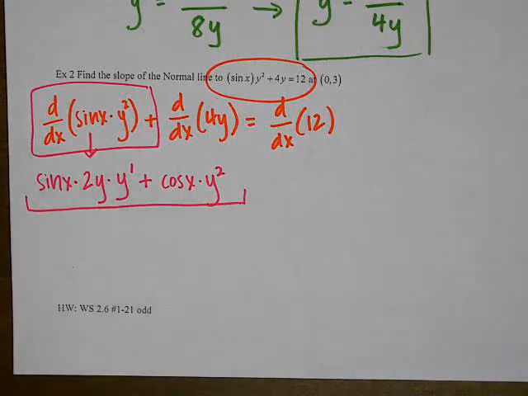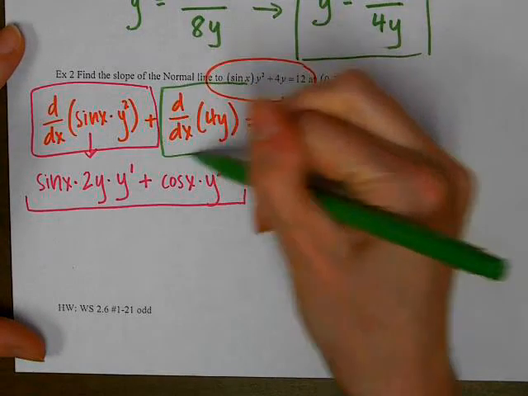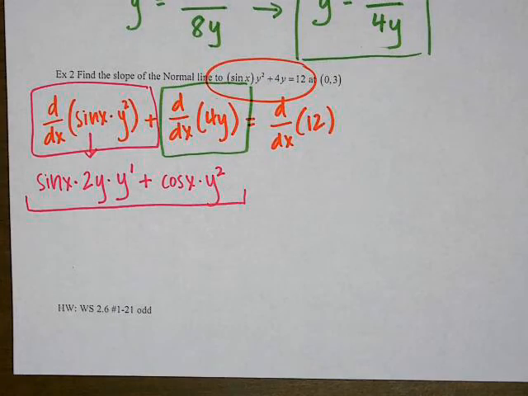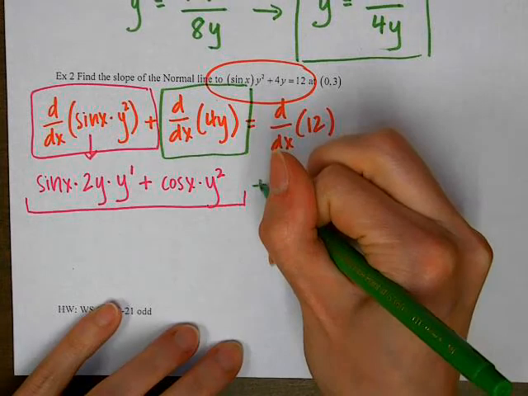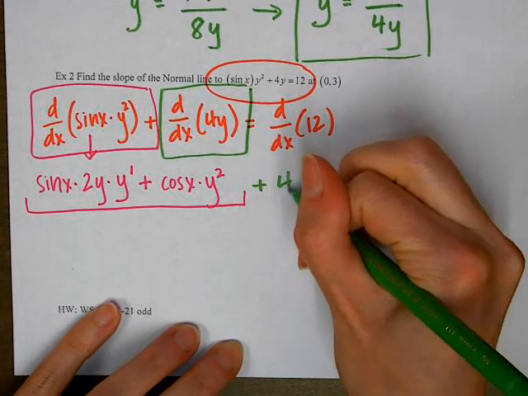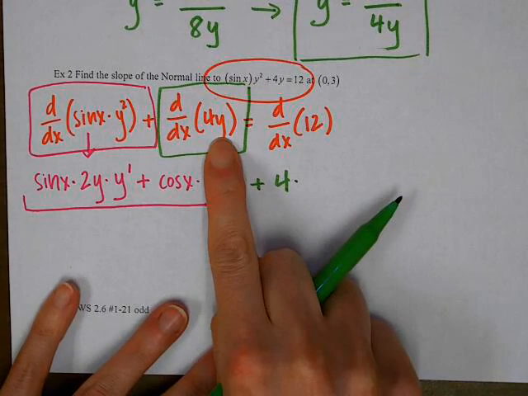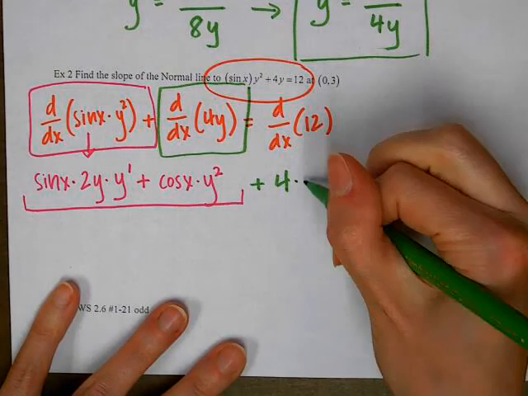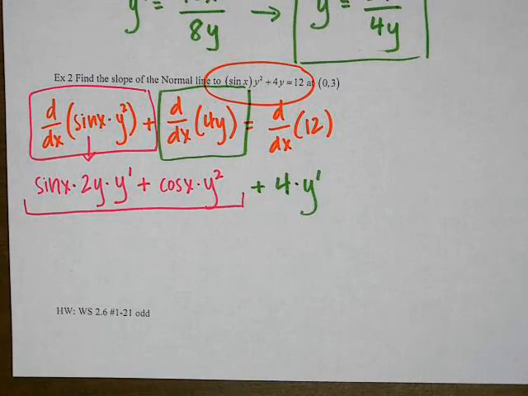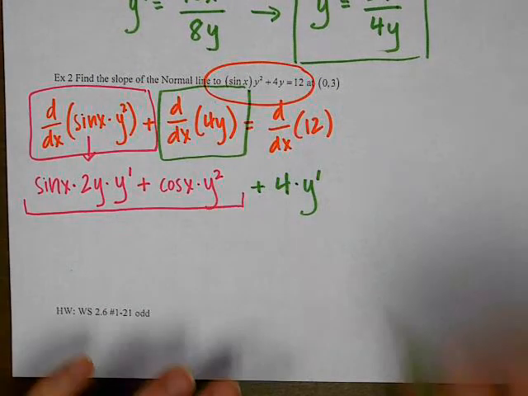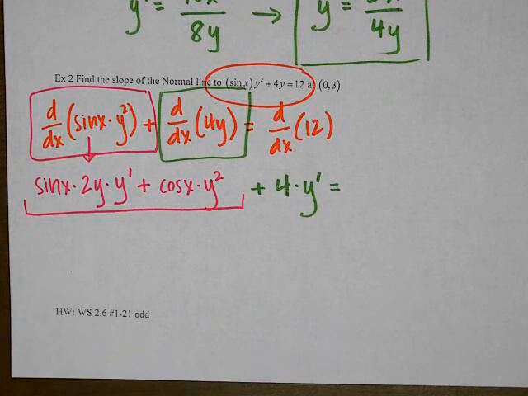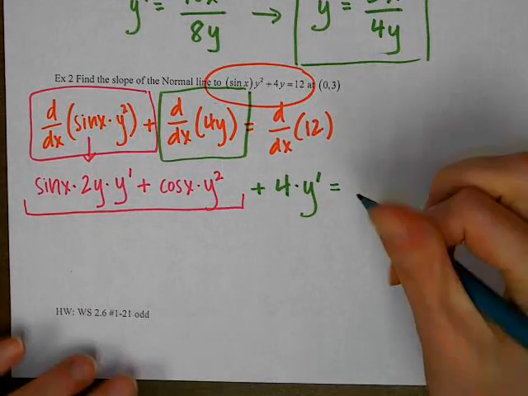All right, let's move on to the next one. The derivative of just 4y. Okay, well, you guys know the derivative of 4y is just 4, but then chain rule says that the derivative of y we need to find as well. So I'm going to attach a y prime. All right, and then that's going to equal the derivative of a constant, which you guys know is just 0.